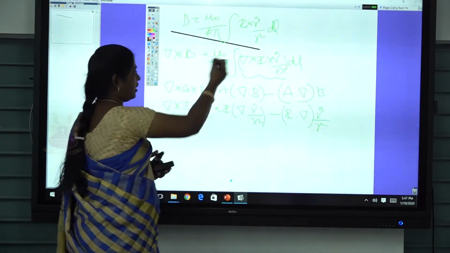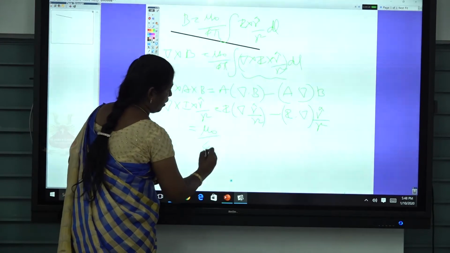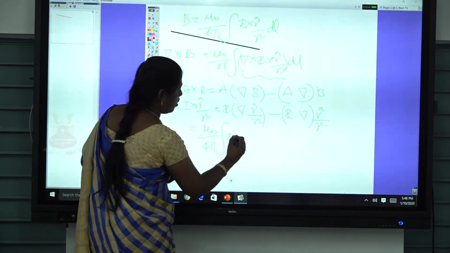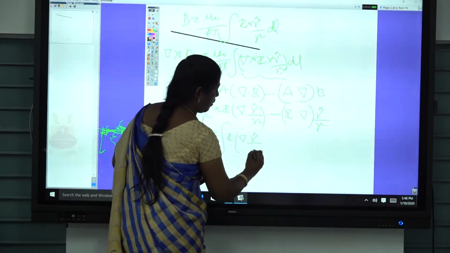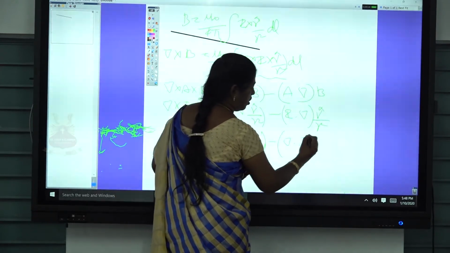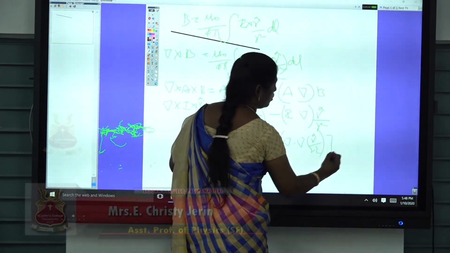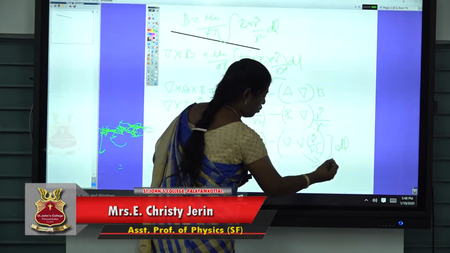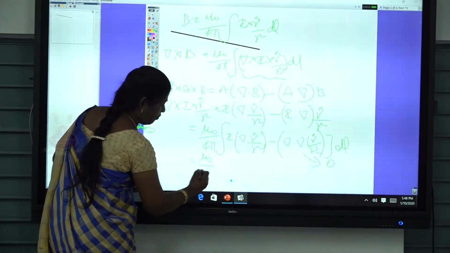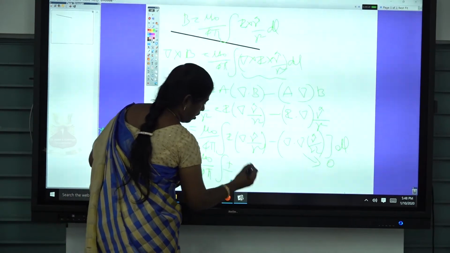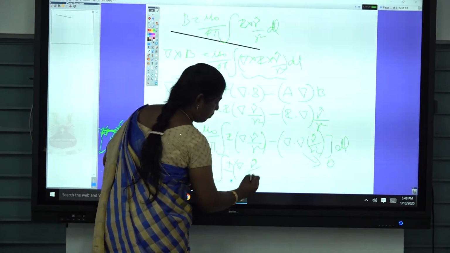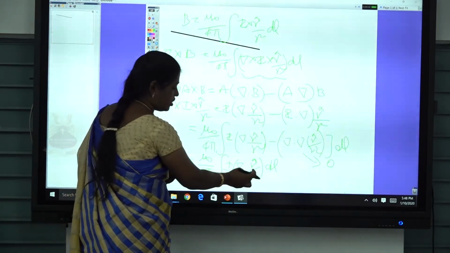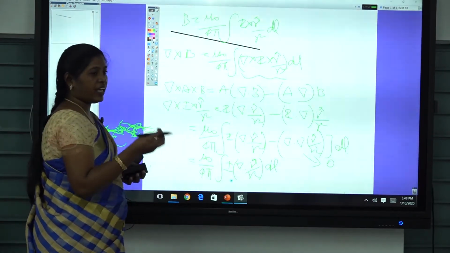So the above quantity is replaced using a vector identity. The first one is the integral of I into del dot R cap by R square minus R cap by R square into dl. Calculating the above integral, that value is 0. The remaining term is mu naught by 4 pi integral of I into del dot R cap by R square into dl. The divergence of this quantity is 0 everywhere except at the origin.